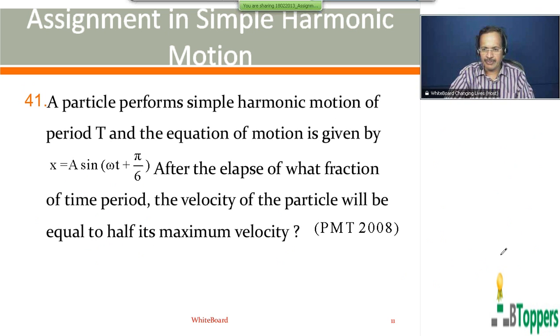See the question number 41. A particle performs simple harmonic motion of time period T and the equation of the motion is given by x equal to A sin of omega t plus pi by 6. After the lapse of what fraction of time period will the velocity of the particle be equal to half of its maximum velocity?